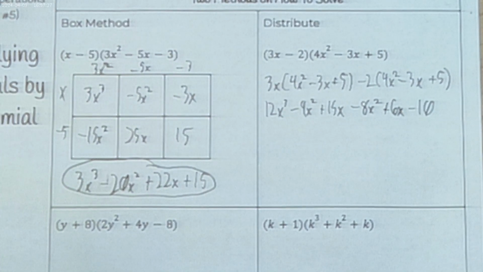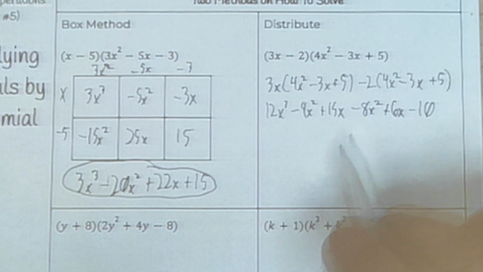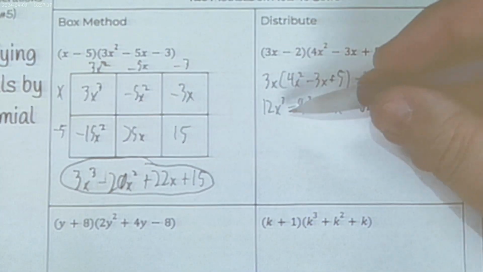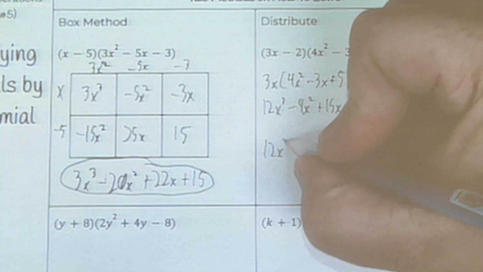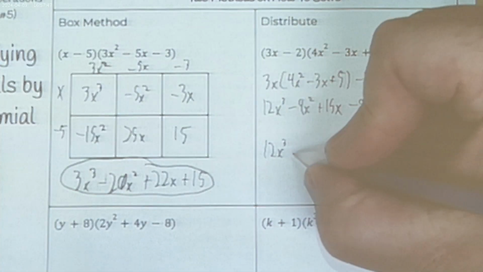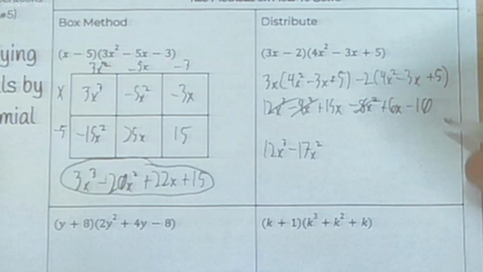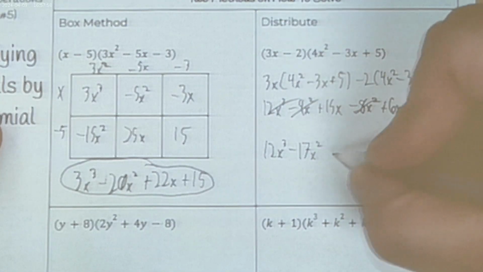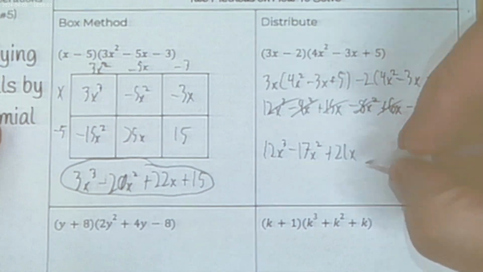Now that everything's solved through, let's start combining terms. I've got a 12x cubed, I've got an x squared, I've got an x, and then I've got a constant. The 12x to the third power is on its own. It doesn't have anything to match with it, so it's going to stay exactly where it is. The x squareds: I've got negative 9 minus 8, so that's going to give me negative 17x squared. I've got plus 15 plus 6, so that's going to give me plus 21x. And then, as I mentioned, I've got my constant, minus 10.